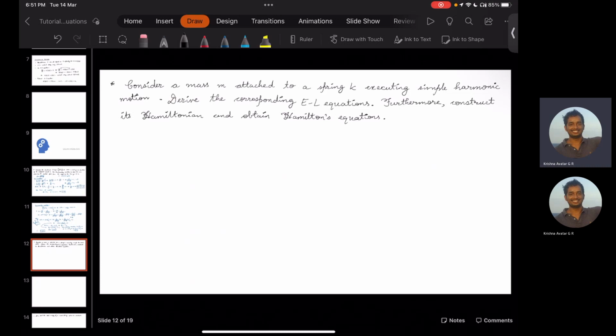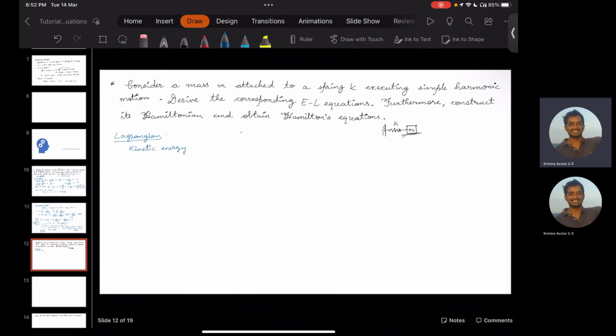So let's solve this problem part by part, right? So let me first draw a schematic of the problem. The problem is that there is a fixed wire and a spring is attached to this, and one end is attached to a mass m, and this mass is oscillating over a frictionless surface, and the spring constant is k, right? So at first we need to construct the Lagrangian. That's the base, okay?